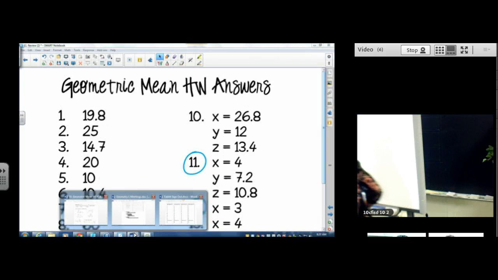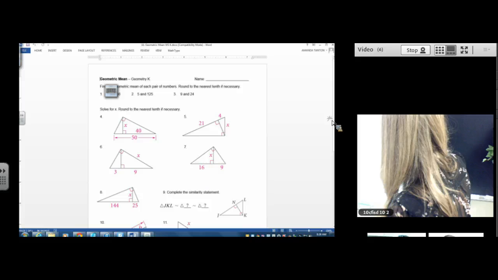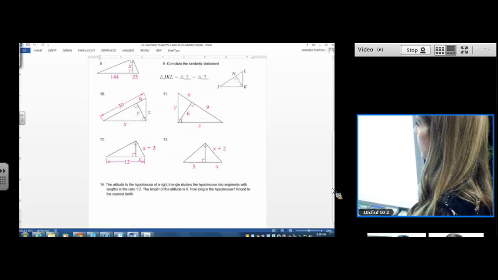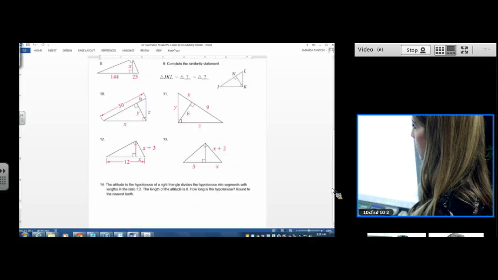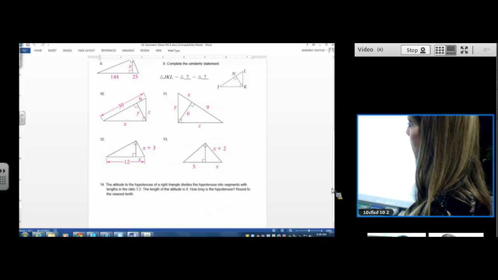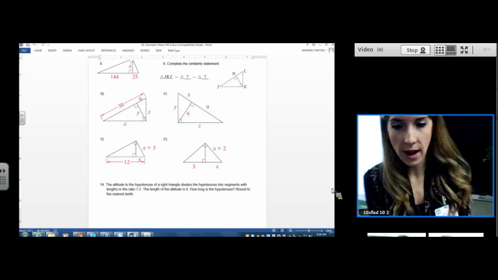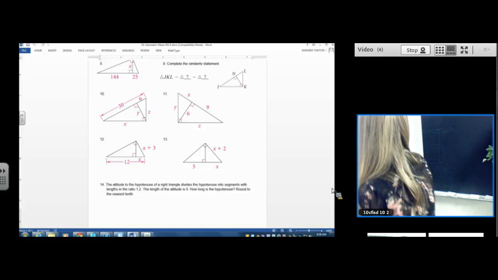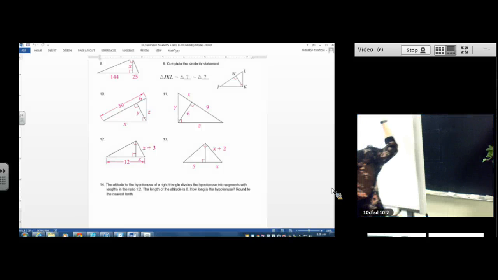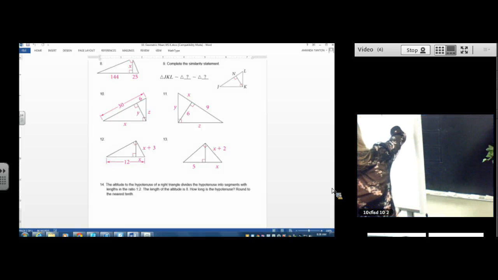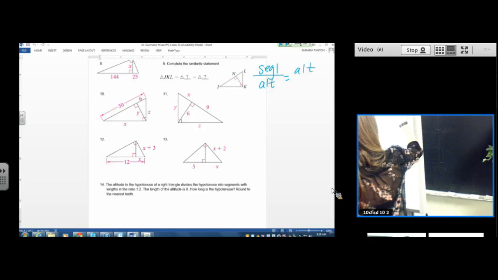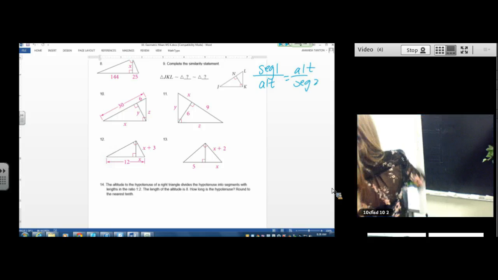So number 11, we are solving for 3 different things. What I would do first is I would solve for x first. Let's solve for x first. Okay, so to solve for x, I'm going to use the proportion that says segment 1 over the altitude equals the altitude over segment 2.